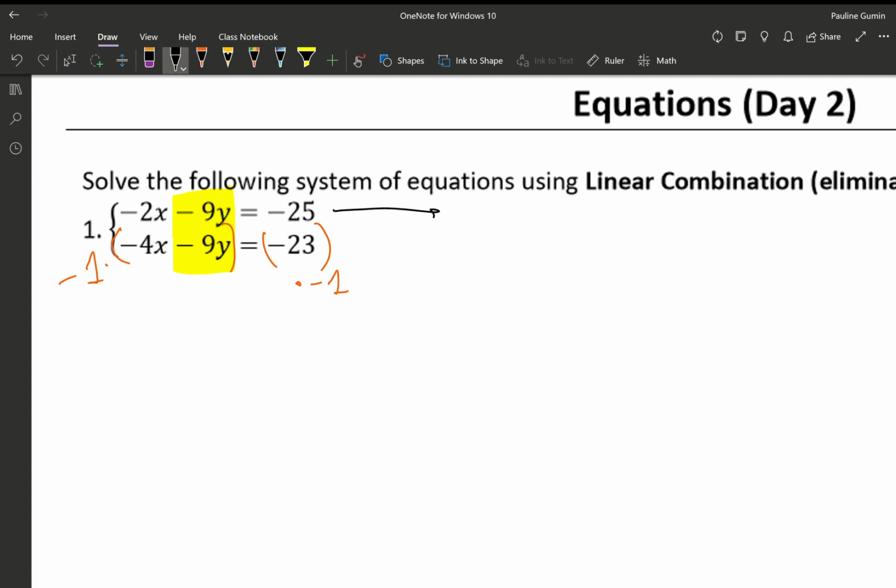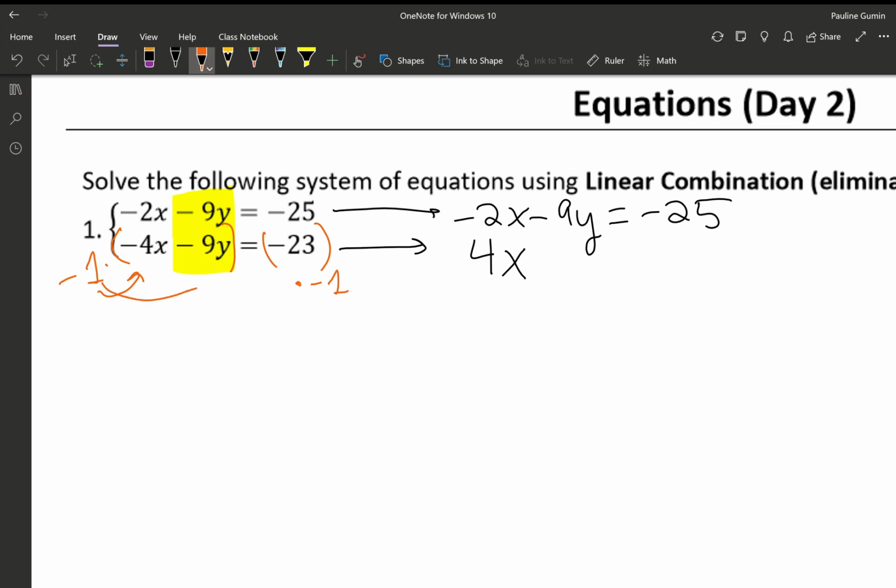Okay, so my top equation remains negative 2x minus 9y equals negative 25. Now let's distribute the bottom. Negative 1 times negative 4 is positive 4. Negative 1 times negative 9 is positive 9. And of course, don't forget the last number. Negative 1 times negative 23 is positive 23. We have officially created opposites. Check out the y's now. One's a negative, one's a positive.